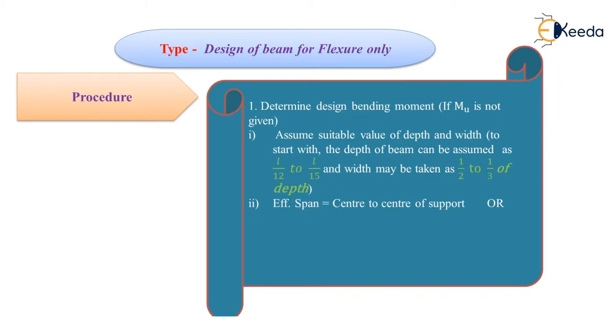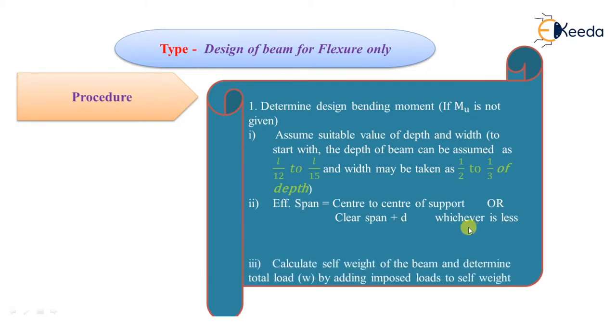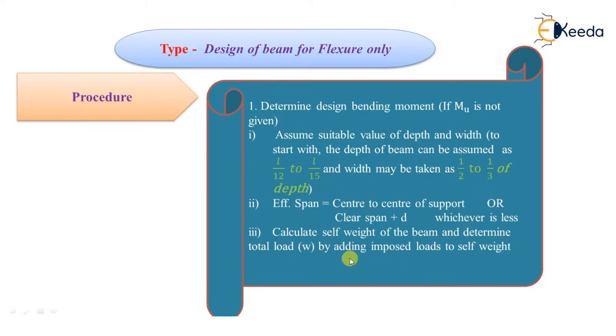Then after assuming the depth and width, we will calculate effective span. We can find the effective span by taking center to center distance of the supports or clear span plus effective depth, and from those two values we take the lesser value. So effective span is equal to center to center of support or clear span plus small d, whichever is less. After that, we will calculate self weight of the beam. To find the self weight or dead load, we multiply volume by density of the material. Then we determine total load, that is the self weight plus imposed load.